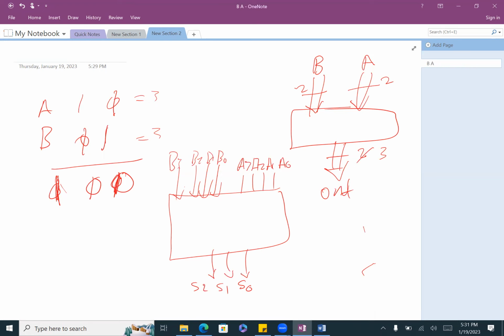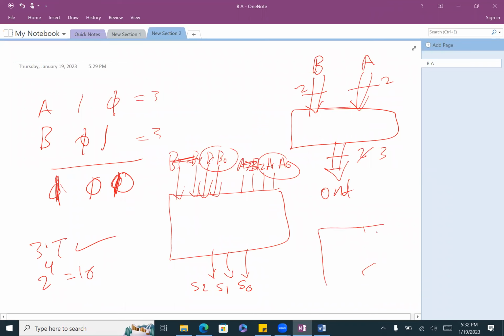How many tables we need? The number of tables equals the number of outputs. So you need 3 tables. And what's the size of each table? I'm sorry, we're trying to do 2 bits, so I want to remove this 2. Correct? So we need 2 bits. So what's the size of each cell? 2 to the power 4 equals 16.